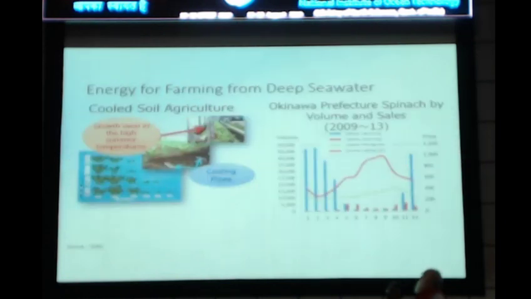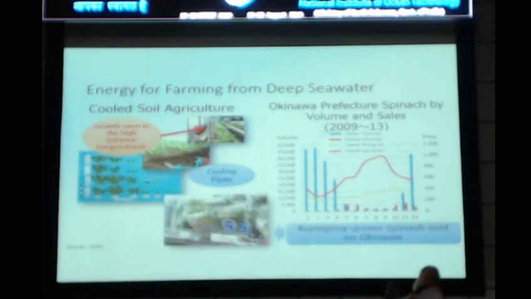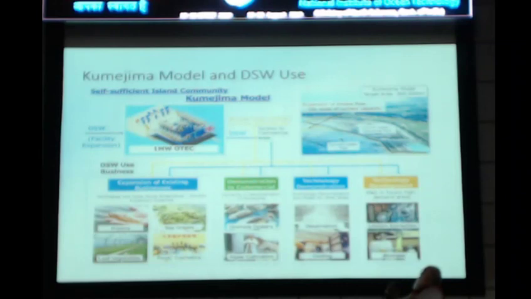And spinach. Spinach needs temperature control, but in Kumejima the summer is the hottest, over 35 degrees centigrade. But only the land has a cooling pipe. Outside the land is a high temperature, but this land is cool. So in summer, Kumejima can produce spinach. So now it is already commercialized.